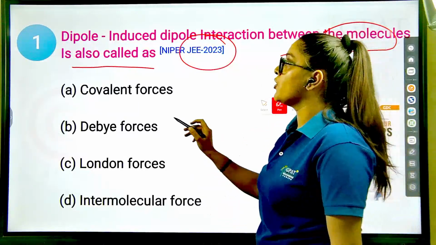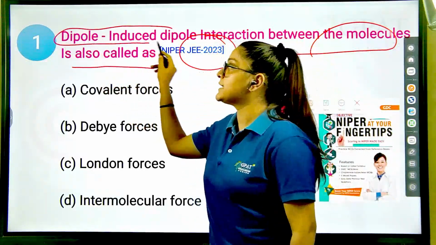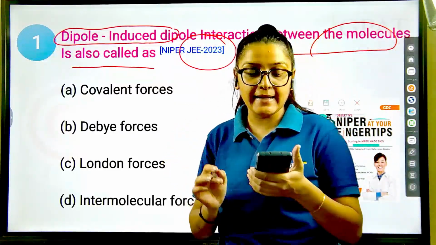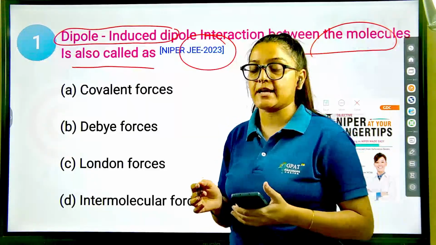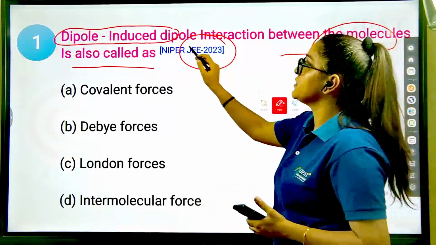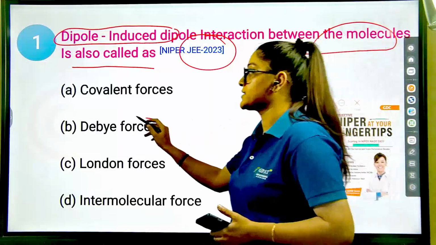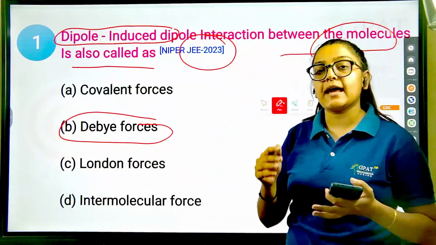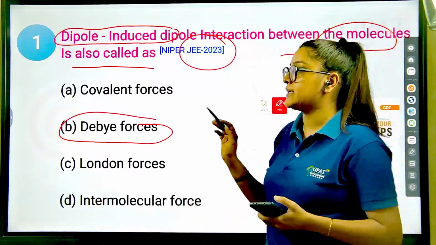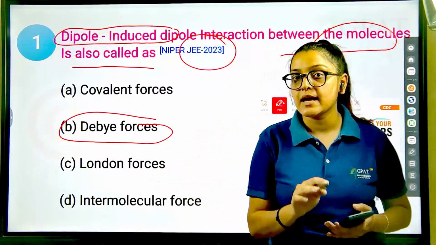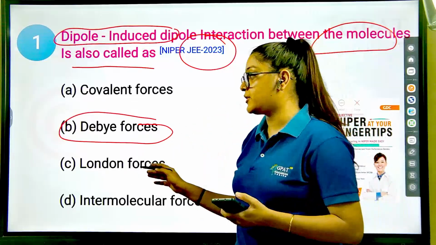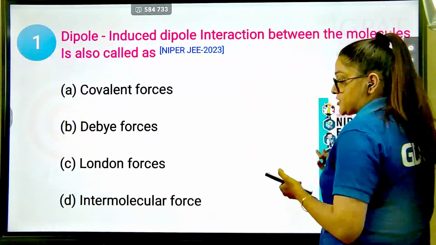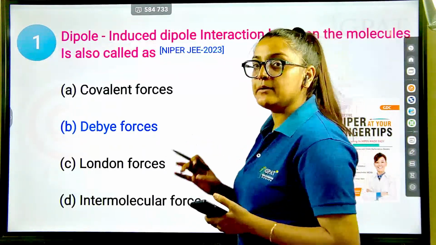class. So you all know the interactions are basically classified as dipole-dipole, dipole-induced dipole and induced dipole interactions, right? For dipole-induced dipole interaction, we have the Debye forces. If it was dipole-dipole interaction, it would have been the Keesom forces. If it was induced dipole, it would have been the London forces. So for the dipole-induced dipole interaction, the correct answer is the Debye forces.